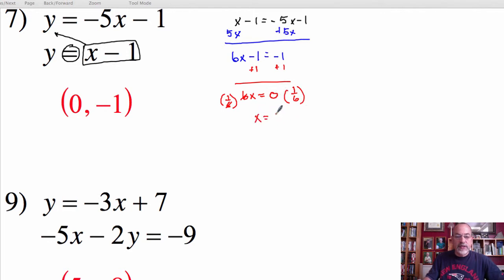And now 0 times anything is just 0. So I have an x value of 0. Now that I know what x is, I can go ahead and substitute that value into either of these other expressions for the letter x. So I'm going to choose this second equation.